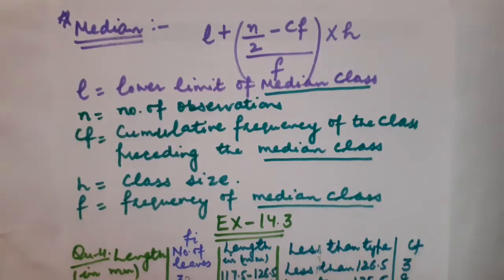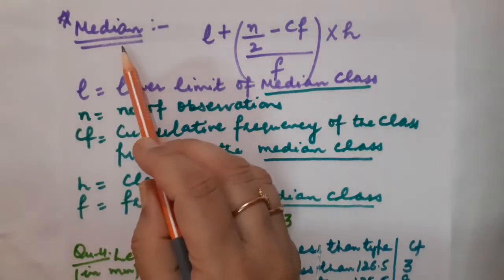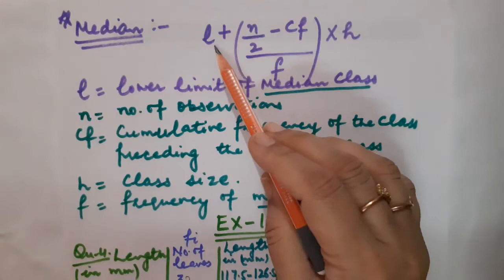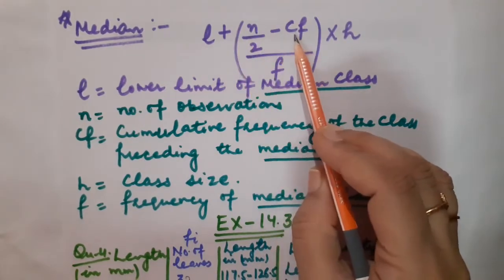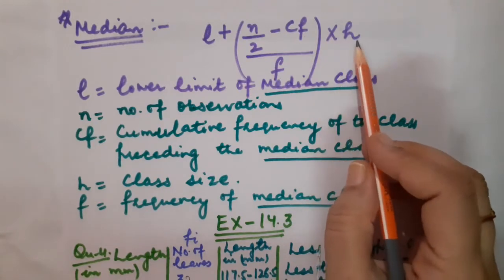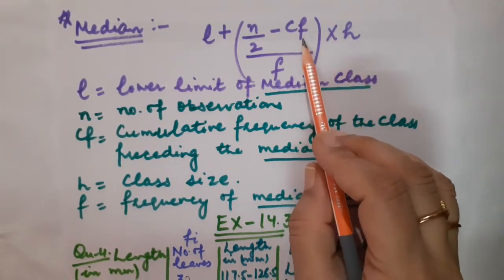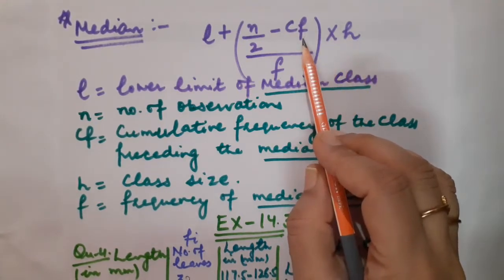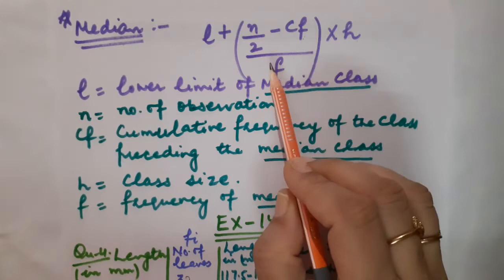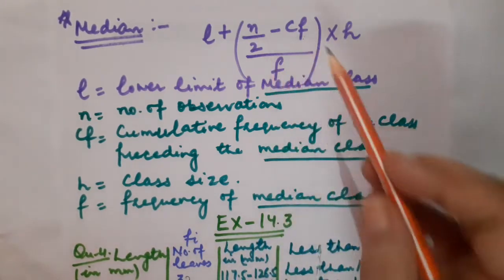Now here comes the next formula which was taught yesterday, that is how to calculate median. For median, the formula is L plus n by 2 minus cumulative frequency divided by frequency into h. Now the question arises, what is cumulative frequency? Cumulative frequency is nothing but the consecutive sum of all the frequencies. Correct? As in mode, we were talking about the model class.